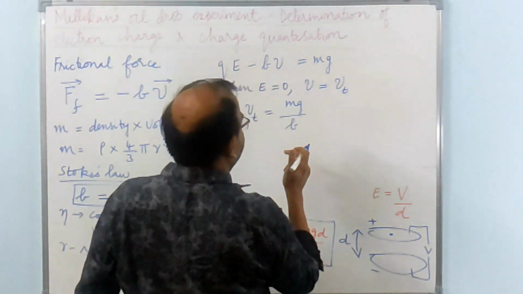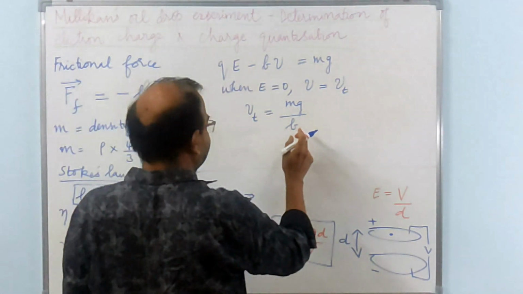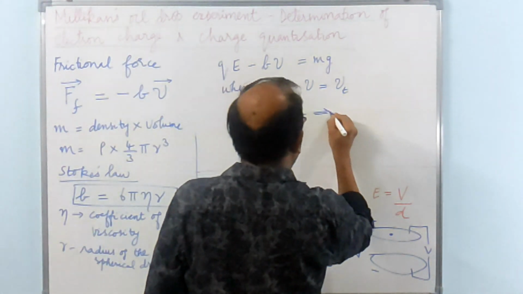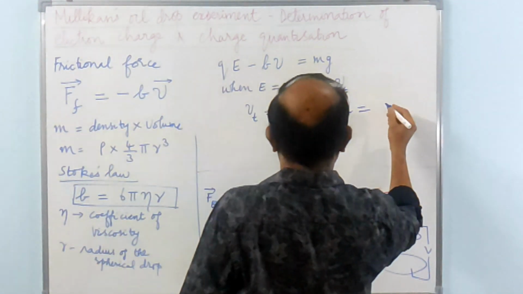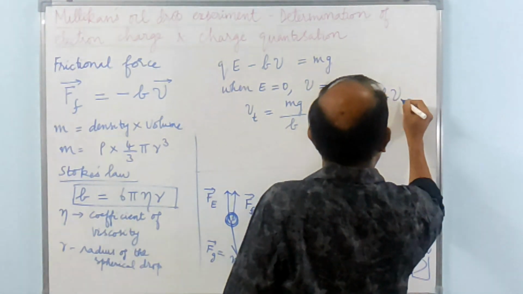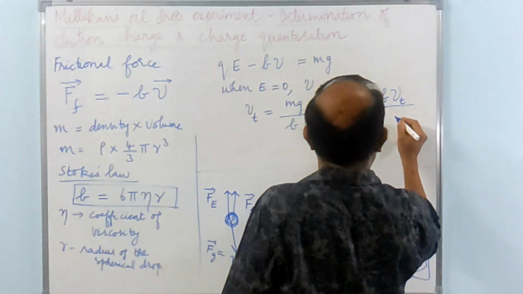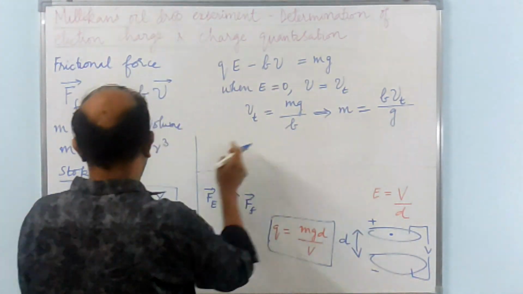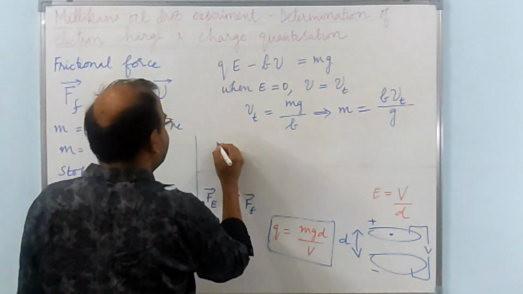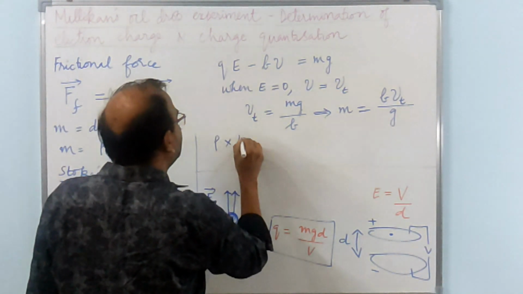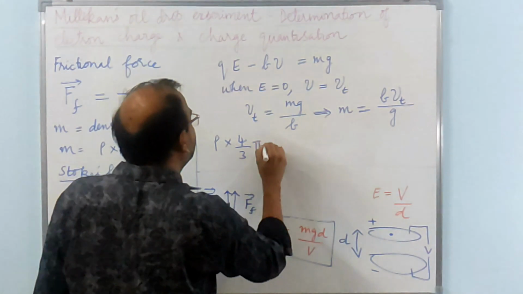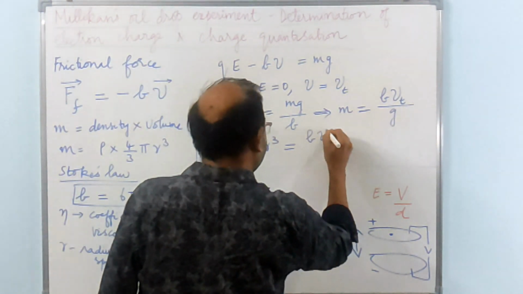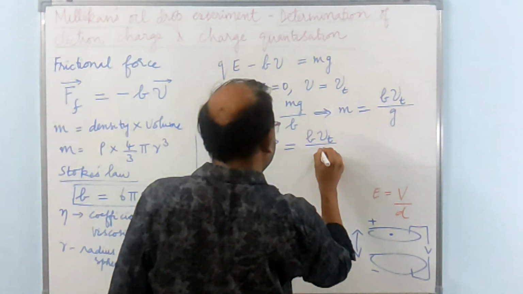Again here also a mass is involved, for which we have an equation. So under this condition, from this one we can write mass is equal to B vt over g. This is from here, and then of course we have a mass here, so we say that rho times 4 by 3 pi r cubed is equal to B vt over g.